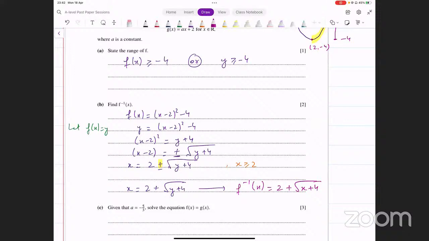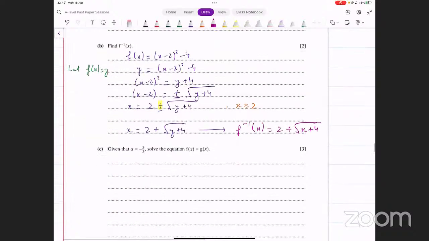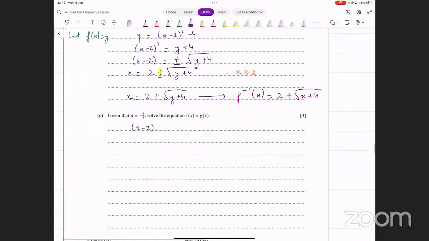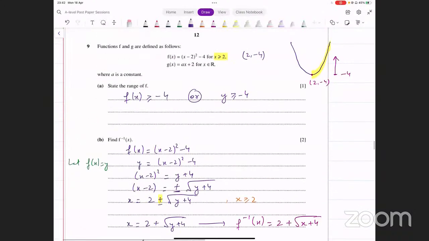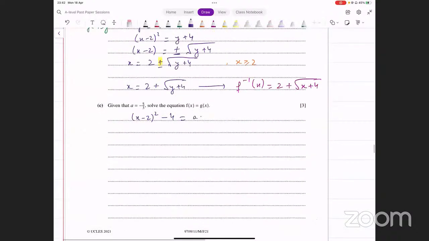अच्छा, given that a equals -5/3, solve this equation f of x equals g of x. Okay, now what's that equation? f of x equals g of x. f of x हमारे पास क्या है? That's x minus 2 whole square minus 4. That equals g of x. G of x is ax plus 2.